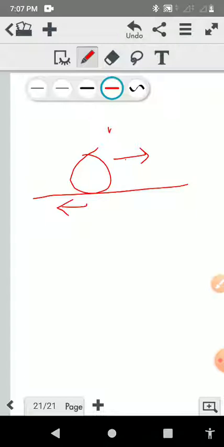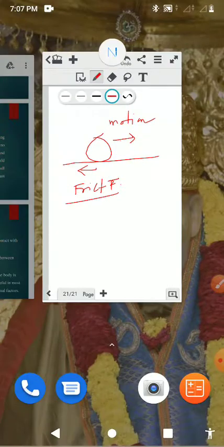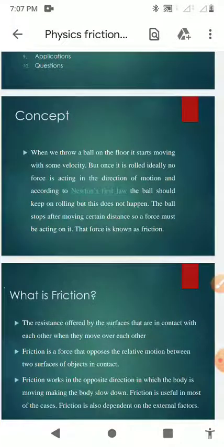So if this is the motion, we can say this is the frictional force. So in this way we can say that friction is the force that opposes the relative motion. In this case, the two surfaces are the surface of the ball and the ground surface on which it is rolling. Then friction works in the opposite direction in which the body is moving, as we already discussed.